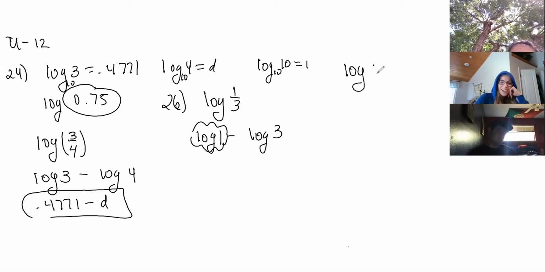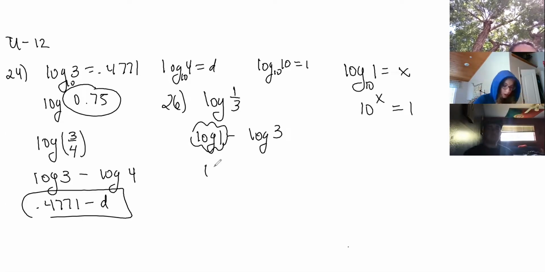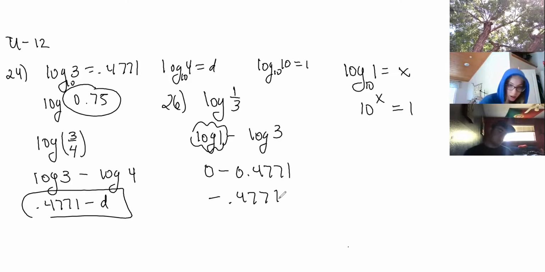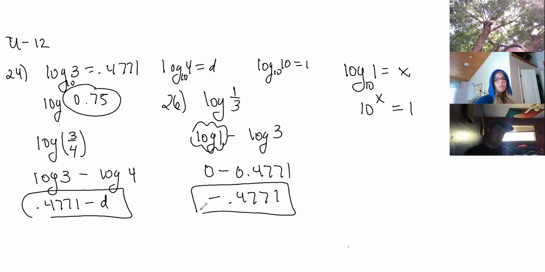No. It's okay. 10 to what power equals 1? There's only 0. Okay, 0 minus log of 3 is 0.4771, so negative 0.4771. There's another way of doing it, but that way works just fine. Would you want to see the other way, or is this most likely a way you would work it out? Yeah, I would remember that. Okay, good.